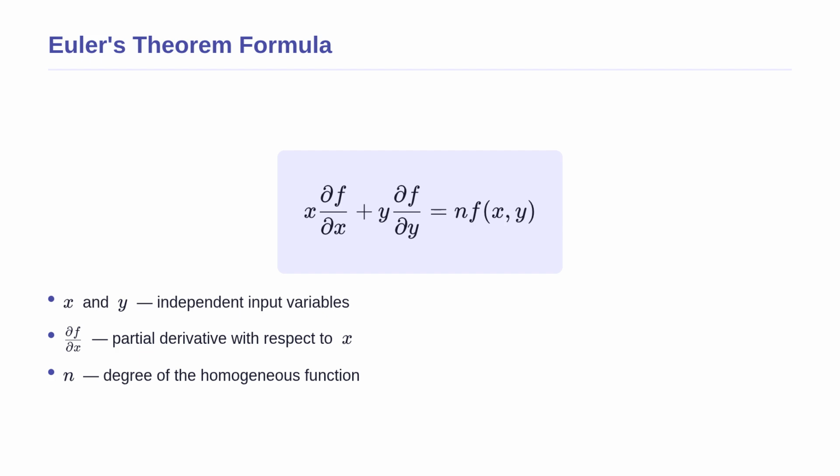Here, x and y are our independent input variables. The partial derivative terms represent how fast the output changes when only one specific input changes. The letter n is the degree of homogeneity we found earlier. This formula is incredibly powerful because it tells us that we can find a complex combination of rates of change just by multiplying the original function by a single number n.